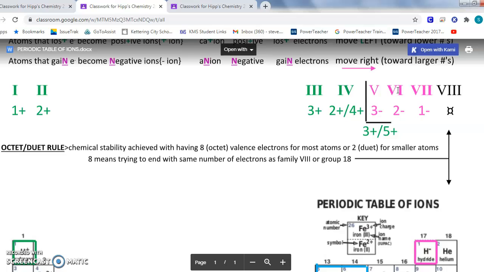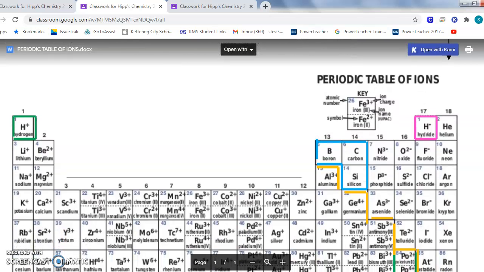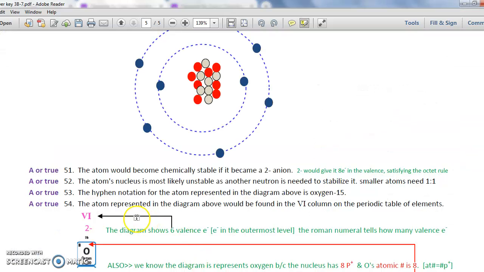Why? Roman 6 means there's 6 electrons. 2 more would be needed. That's why there's a 2- here. 2 more would be needed to add to those 6 to get a Roman numeral 8 total. 54 would be true.